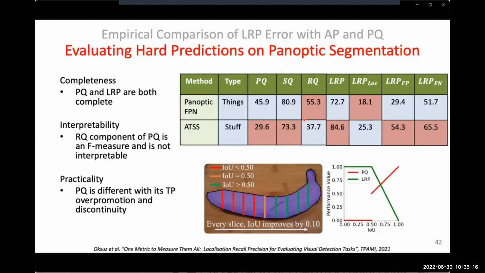Finally, in terms of practicality, panoptic quality has certain limitations. As we noticed before, panoptic quality over-promotes true positives, and there's a discontinuity in PQ values.